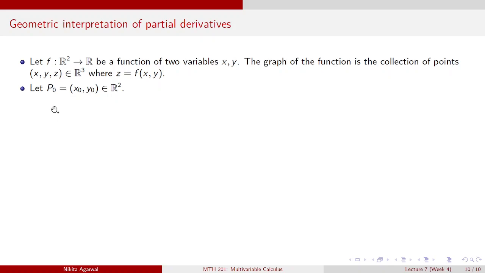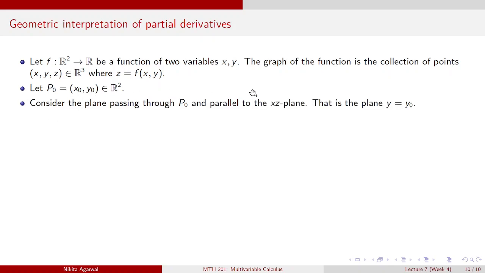You fix a point P naught, (x naught, y naught), in R2 and you consider the plane passing through P naught and parallel to the xz plane. So I should have been careful: this plane doesn't pass through P naught. It passes through actually (x naught, y naught, f of x naught, y naught). A plane parallel to the xz plane. So this is the plane y equal to y naught.